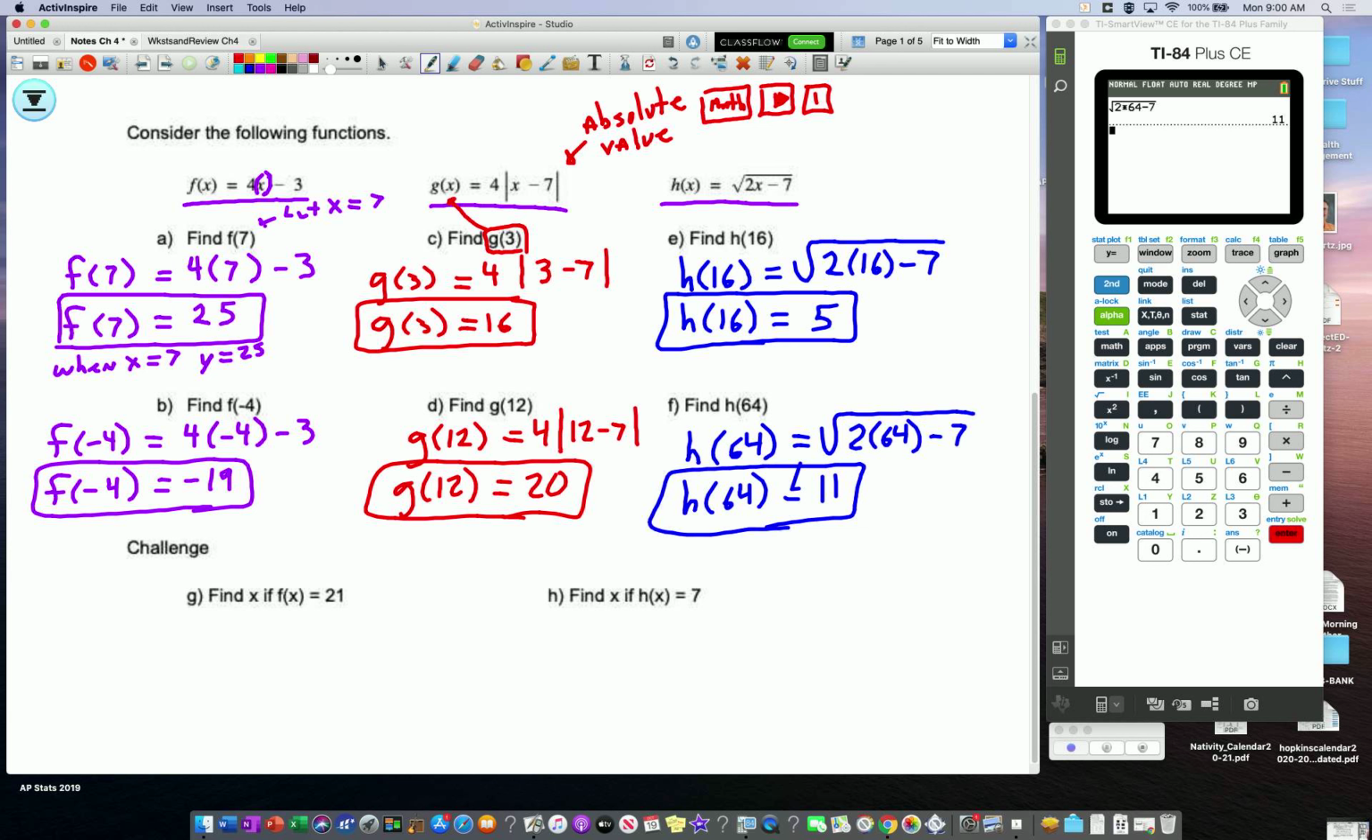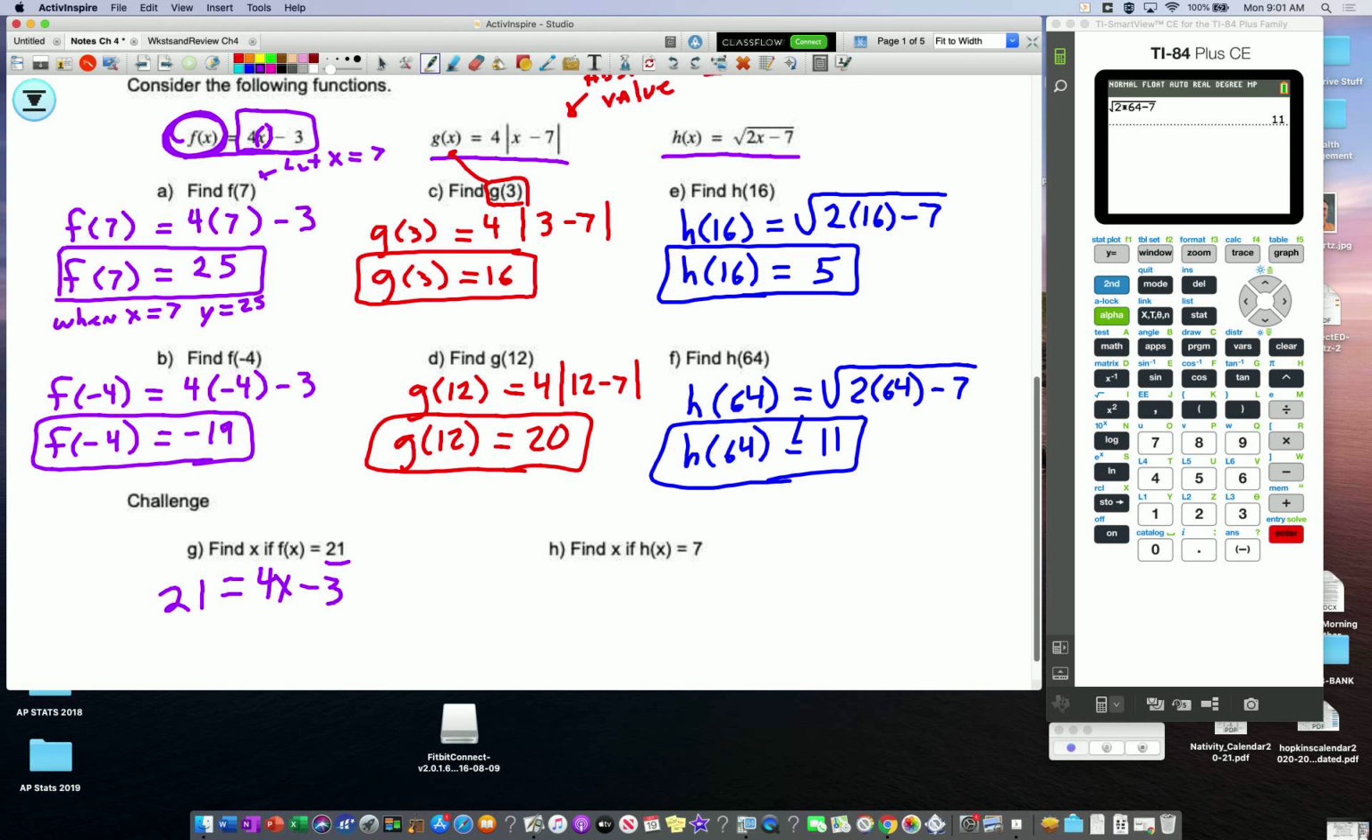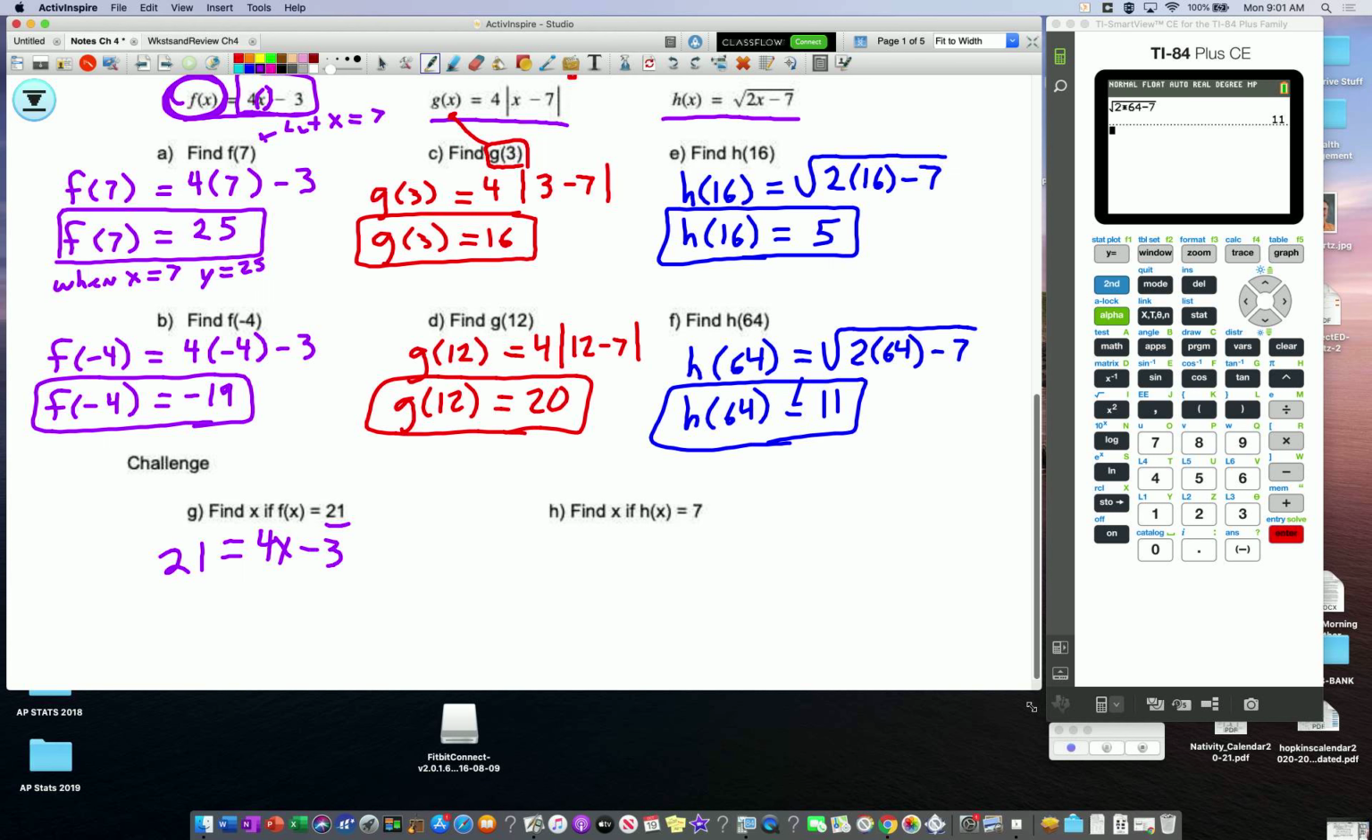All right, so the last 2 problems are a little more challenging. On the first problem, it says find the x value if f of x is 21. So what's happening here is this. I'm going to need to replace the f of x with 21. So I have 21 equals the rest of it, 4x minus 3. So now I just simply have this equation I need to solve.